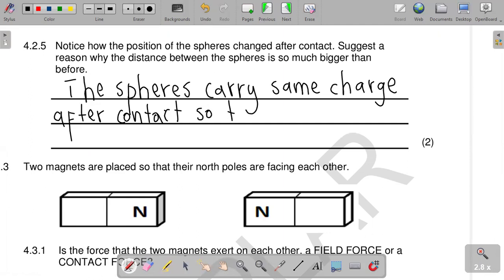So they will repel each other. That's why.